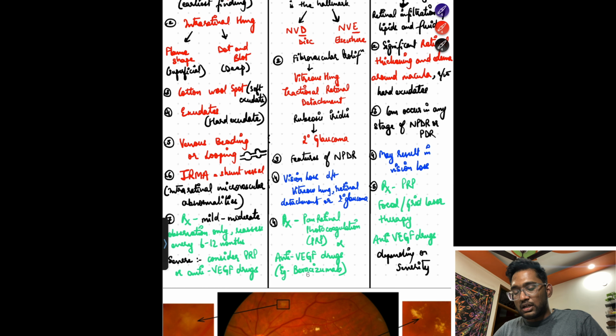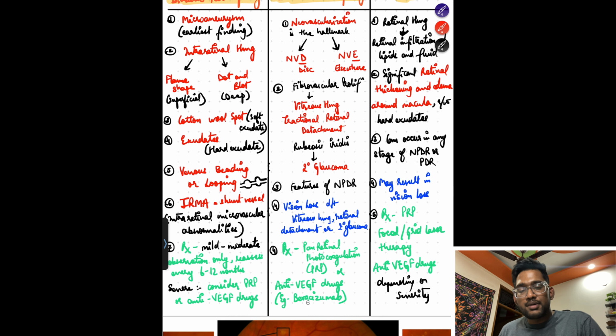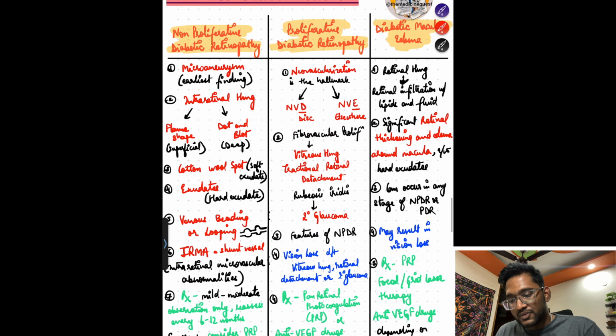Now what is the treatment for non-proliferative diabetic retinopathy? If it is mild or moderate, it can be treated with observation only, with regular examinations every 6 to 12 months. If it is severe, we may also try PRP, that is the pan-retinal photocoagulation, or we can also try anti-VEGF drugs. As I mentioned, proliferation or neovascularization occurs due to some factors, and drugs against those factors will help in the treatment of this condition.